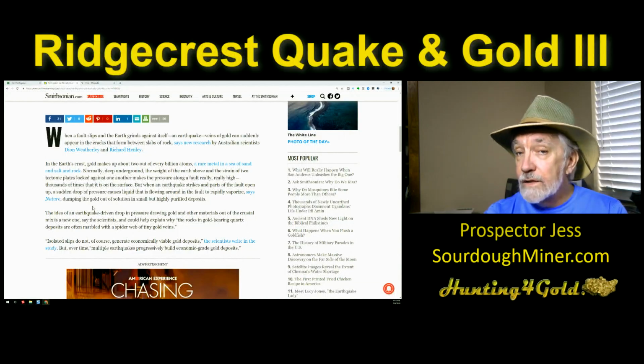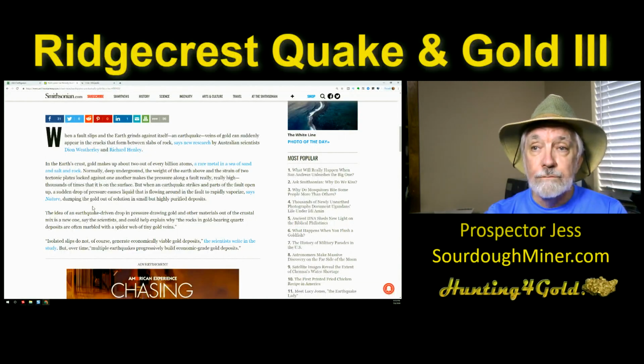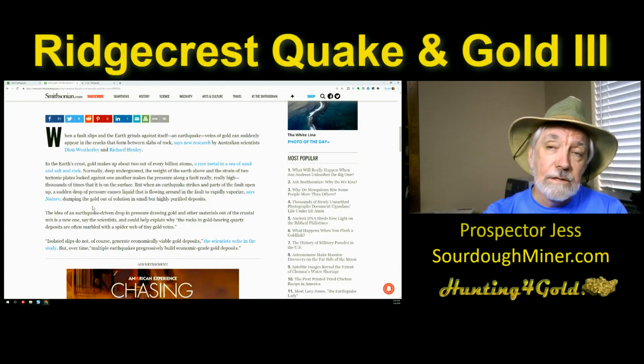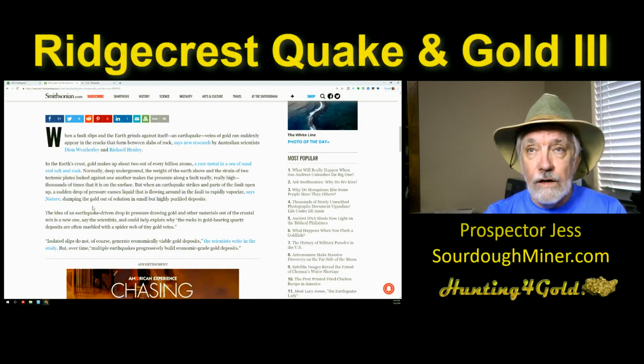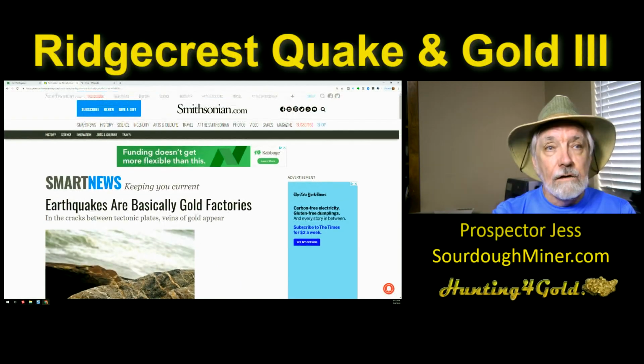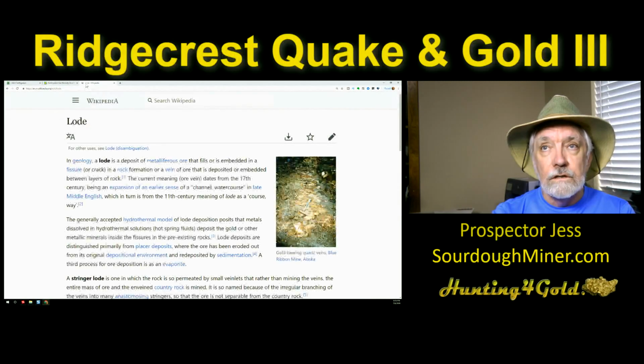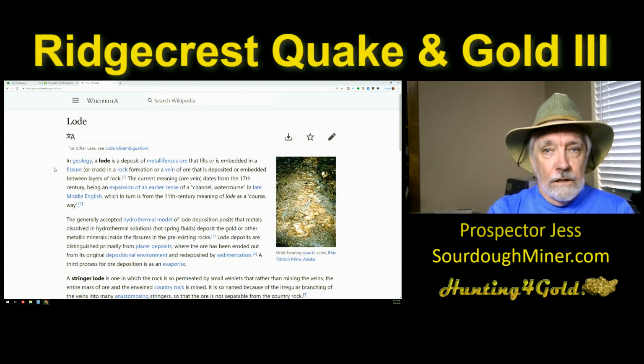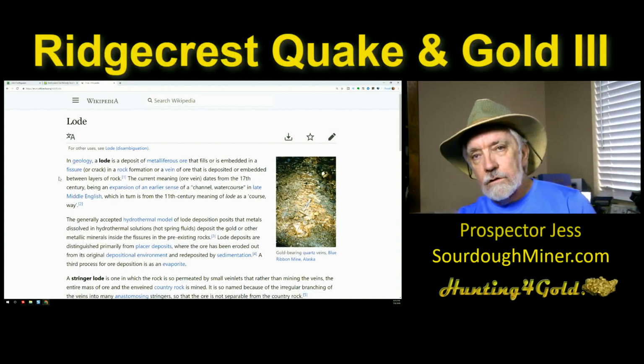Again, it's a hypothesis because it's pretty hard to do experiments to prove this stuff, but they did simulations on computer to give an idea of how it works. So anyway, check that out, and check out that other stuff on Wikipedia, and you'll get a picture of what we're talking about when we're talking about connecting the dots between gold and earthquakes.